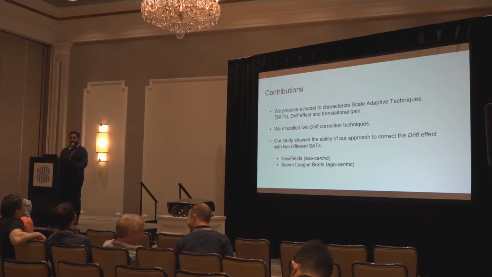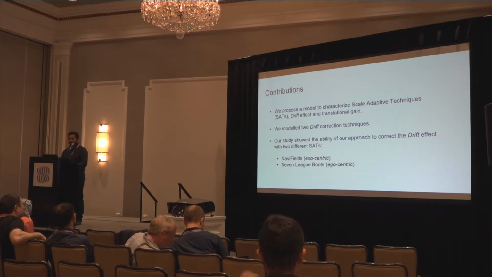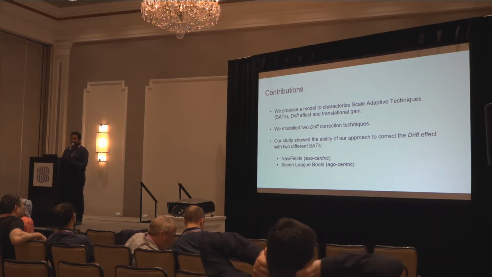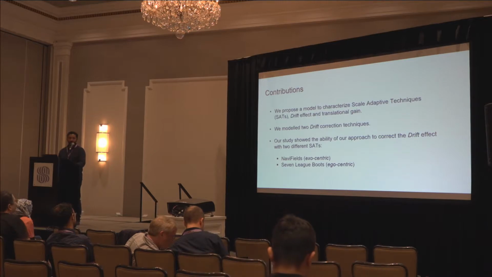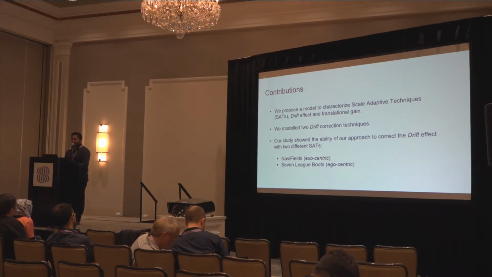Going back to the contributions of the paper, we propose a model to characterize scale adaptive techniques, drift effect, and translational gain. We model 2 different correction techniques, and we also contribute a user study that shows the ability of our approach to correct the drift effect with 2 different scale adaptive navigation techniques: Navi-Fields, which represents an example of exocentric control, and Seven-League Boots, which represents an example of egocentric control.